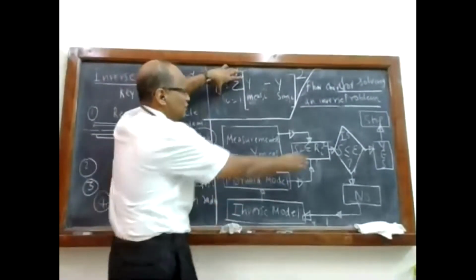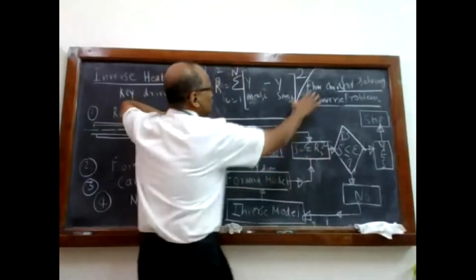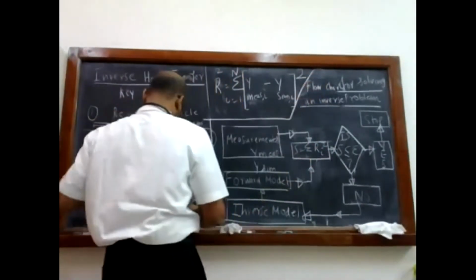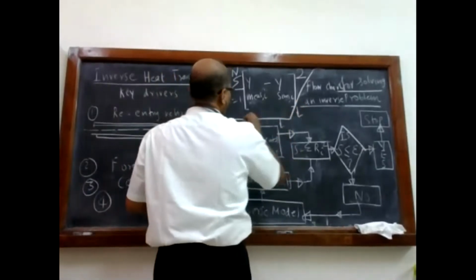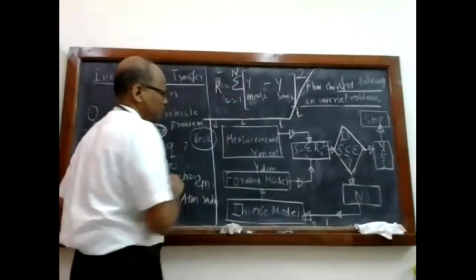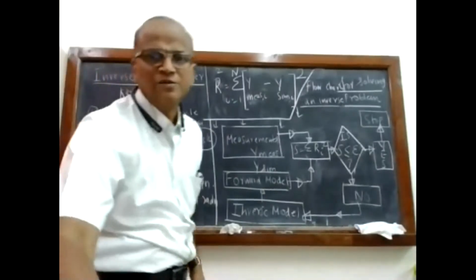So this is this R square. So this is the flow chart. Huh? So from here, then I'll explain.